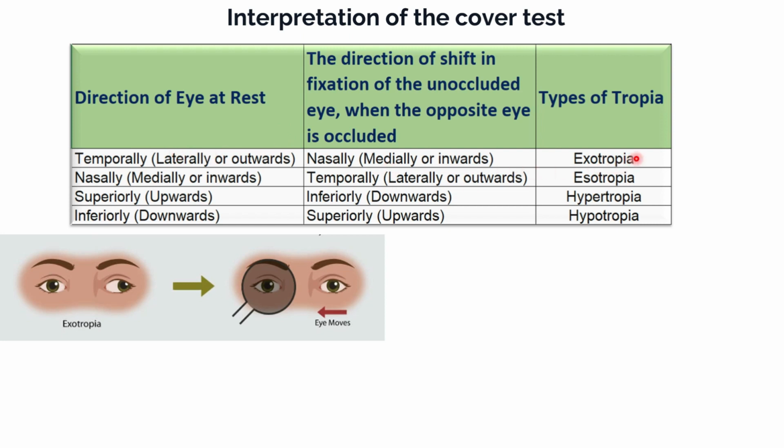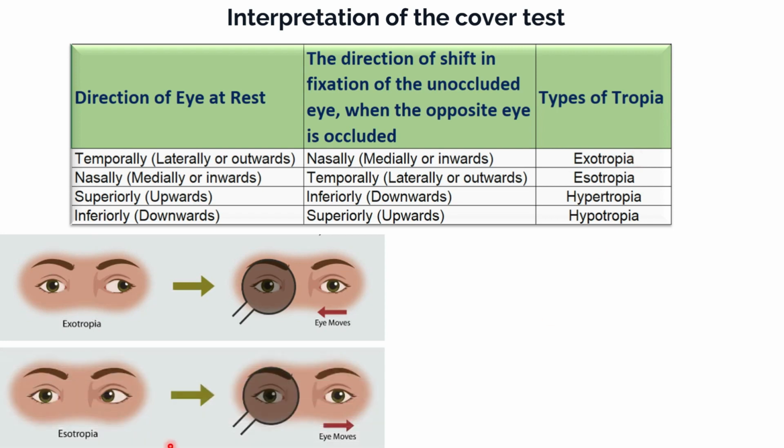Case number 2. In this patient, the right eye seems the fixating eye. So, when we cover the right eye, the left eye moves outside, towards the temporal side. It means this patient is having esotropia. Now, when we cover the left eye, there is no movement in the right eye. So, the right eye is in a normal state or the fixating eye.